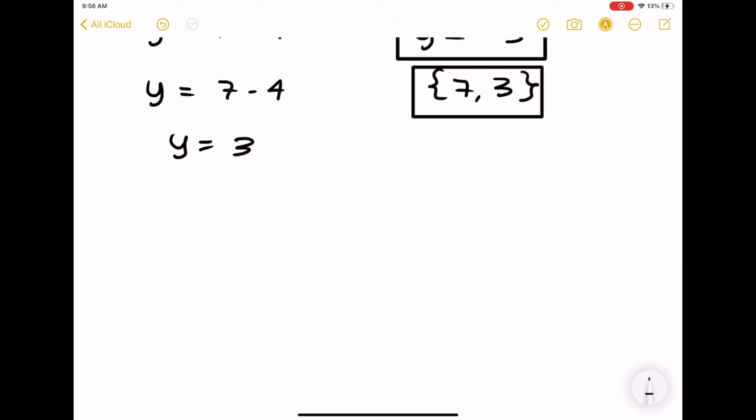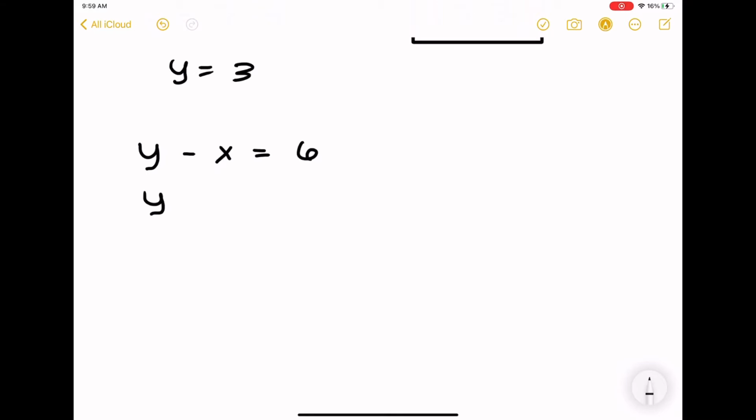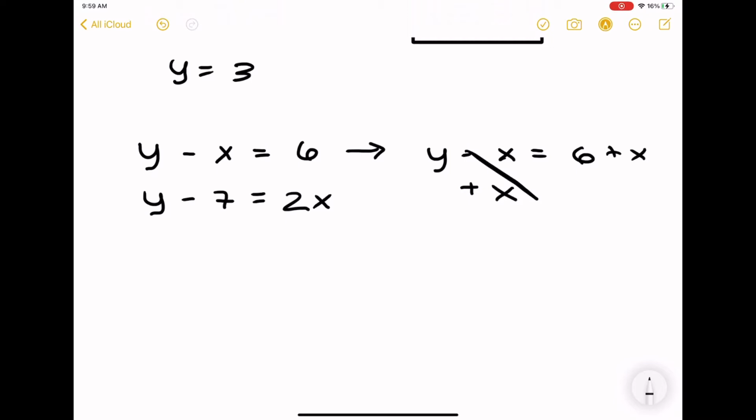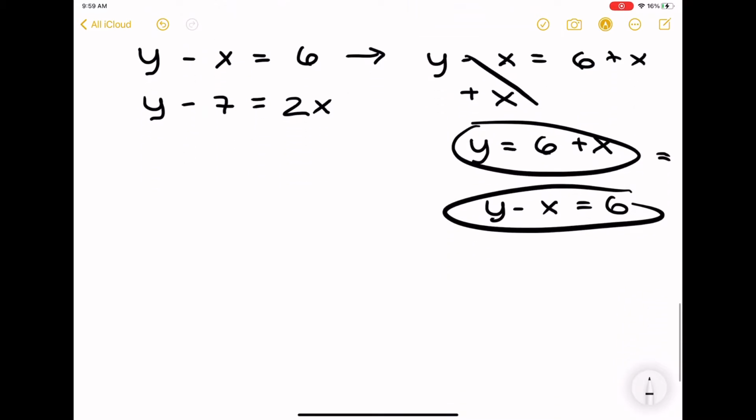We're going to do one more problem before you do a few problems on your own. For this next problem, we have y minus x is equal to 6, and we also have y minus 7 is equal to 2x. This one's a bit different, because we don't have one equation that says y is equal to blank. But if we take one of the equations, I took the first one, and we add x to the other side, then we have y is equal to 6 plus x. And that is equal to the original equation.